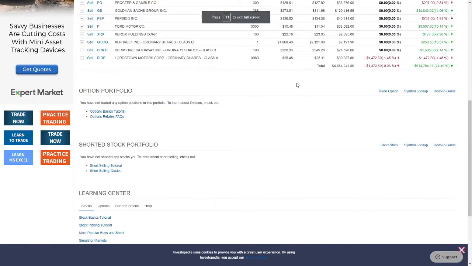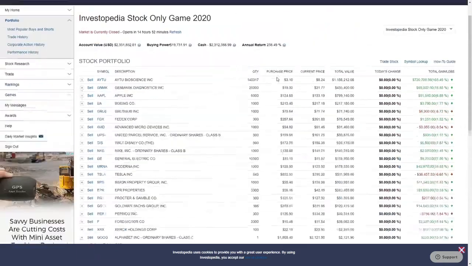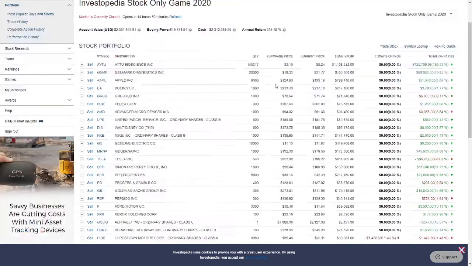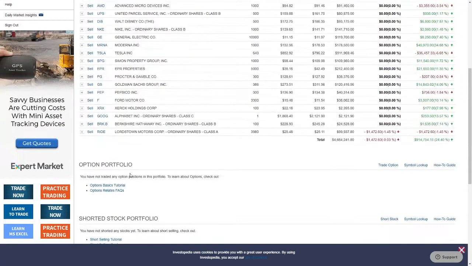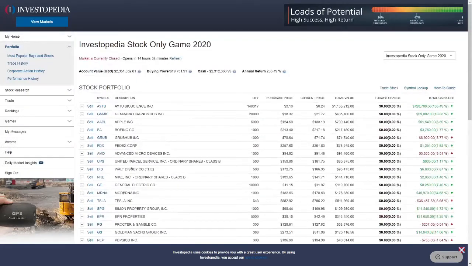Everyone, I made a video earlier today talking about the stock market and which stocks to buy this week. I put a link for this stock simulator, called Investopedia, in the description right here. Today I will be doing a tutorial of how to use this stock simulator.